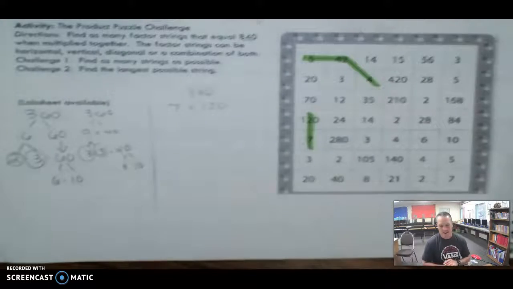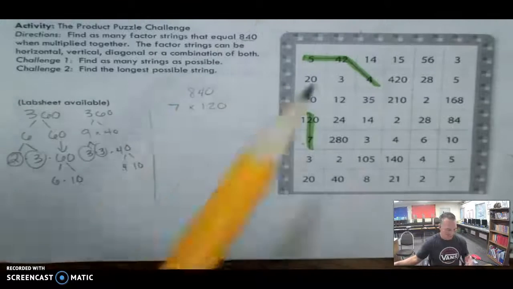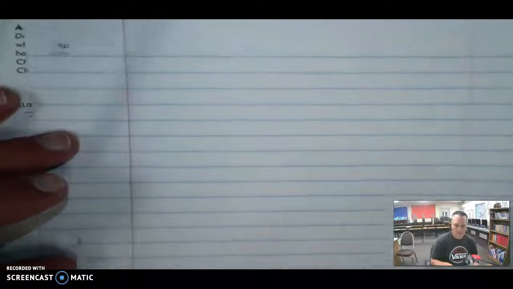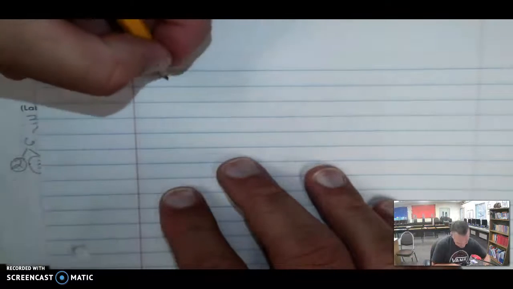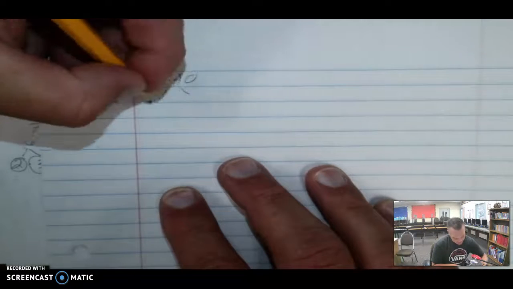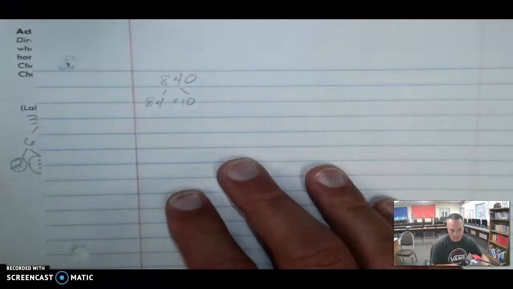And this is a little abstract. It might be a little bit difficult to start, but once you start going through it, you'll start figuring them out. You'll start seeing patterns. So what I'm going to recommend is that you get a separate piece of paper and you write the number 840 out like this. Okay, and we're just going to break it down. I'm going to say it's going to be 84 times 10.